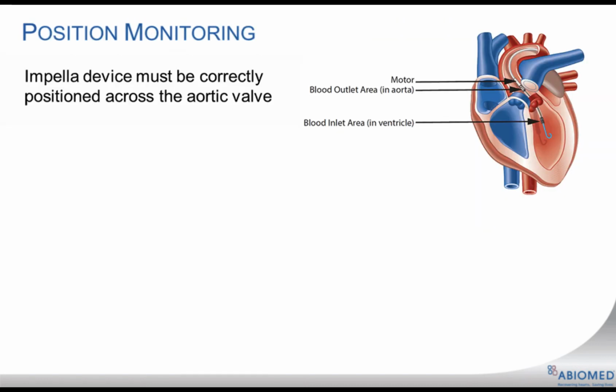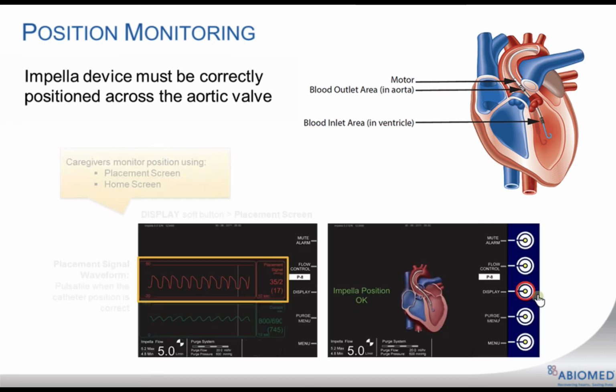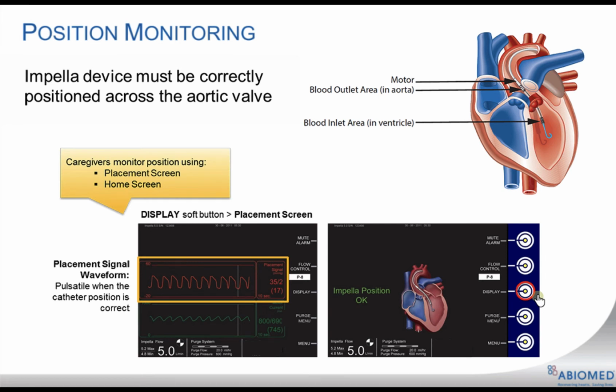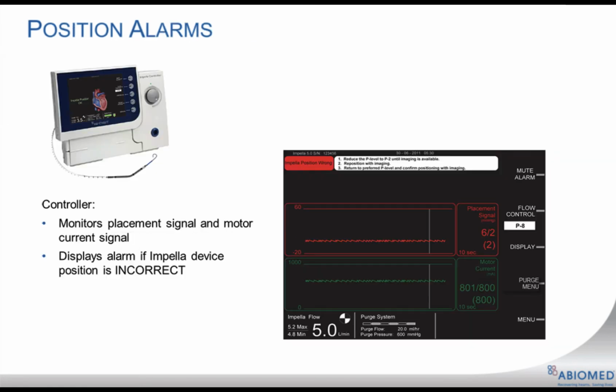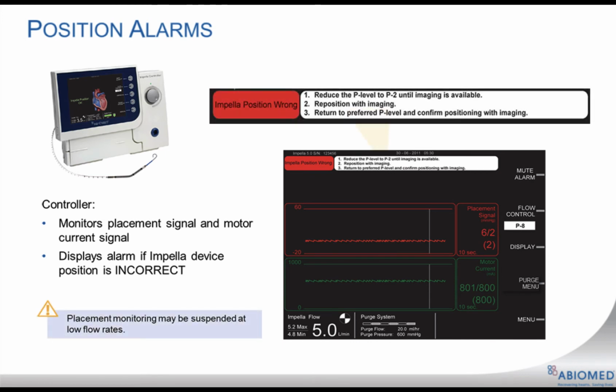To ensure that patients receive the benefits of Impella device support, the Impella device must be correctly positioned across the aortic valve. Monitor the position of the Impella device using the placement screen or the home screen. The automated Impella controller continually monitors the placement signal and the motor current signal. If the controller algorithms determine that the Impella device may be incorrectly positioned, an alarm is displayed in the alarm window. At low flow rates, placement monitoring may be suspended.